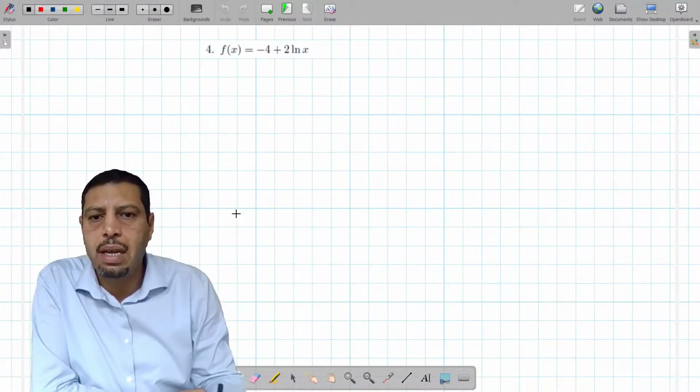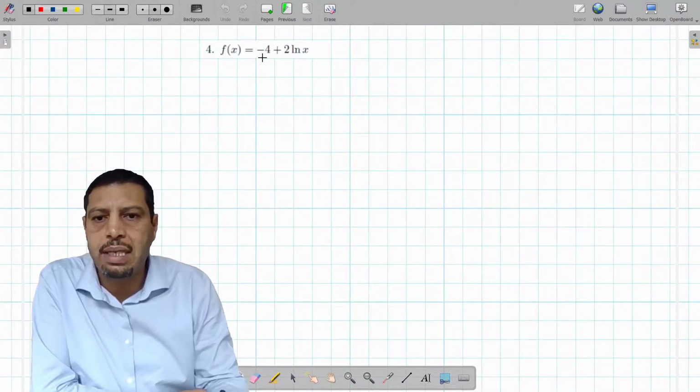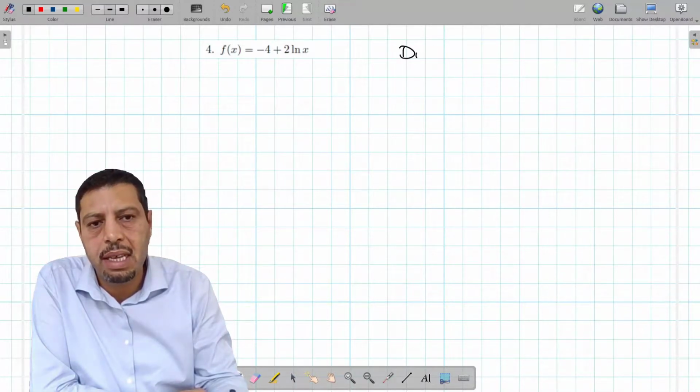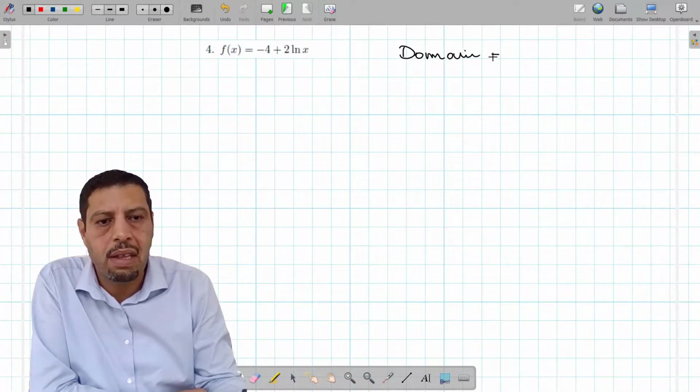Let's move to the next one. The last one is f of x equals negative 4 plus 2 ln of x. We know that ln of x is defined only for positive numbers, so the domain here is 0, infinity. We will not work on the whole set of real numbers, but only on 0, infinity.